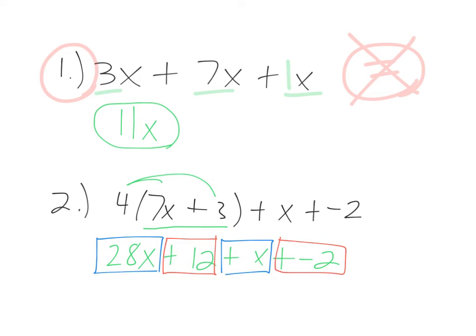All right, well, let's combine these together. 28x plus 1x, that makes 29x. And then 12 plus a negative 2, that's like 12 minus 2. Or as you may remember from the video on adding negative numbers, plus negative is like subtraction. So you're moving to the left on the number line. So 2 less than 12 is 10. So it would be a positive 10. And that would be your answer for number 2.